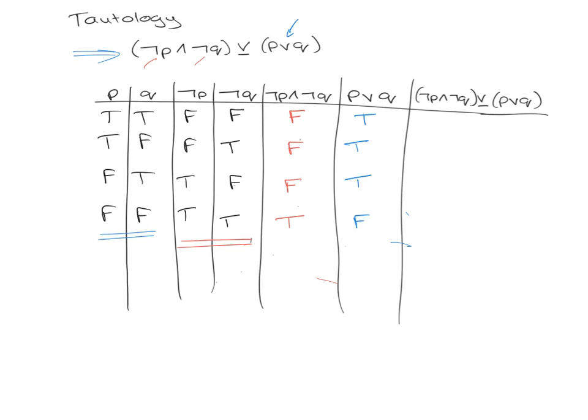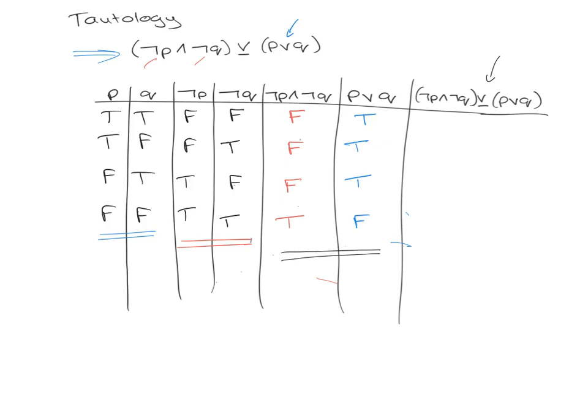Now finally, we can look at the full statement. So because we've worked out our brackets, we're going to look at these two columns. Now this is your exclusive or, which means either the first bracket is true or the second bracket is true, but they can't both be true.